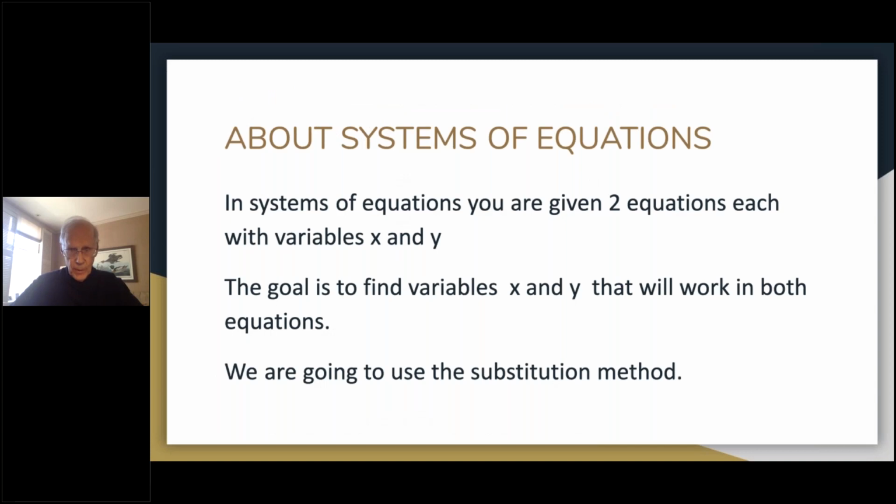So in systems of equations, what you'll see on tests is you're given two equations, each with variables x and y. The idea is to find out what the values of those variables x and y are that will work in both of the equations. And there are several ways to do that. But what we're going to do now is go through the substitution method. That's a method that works every time, and it'll serve you well on the GED or other tests. I don't want to get this presentation too complicated, so we'll focus on that and see if we can do enough examples so that you feel very comfortable doing that.